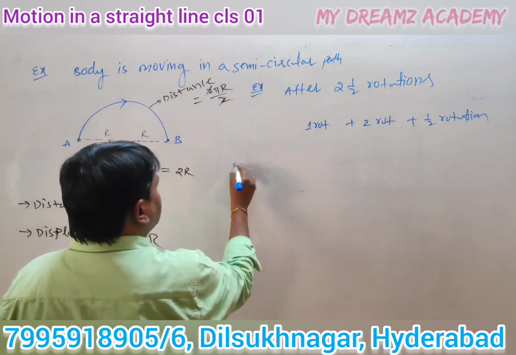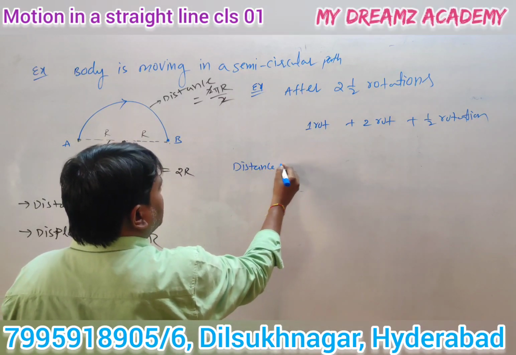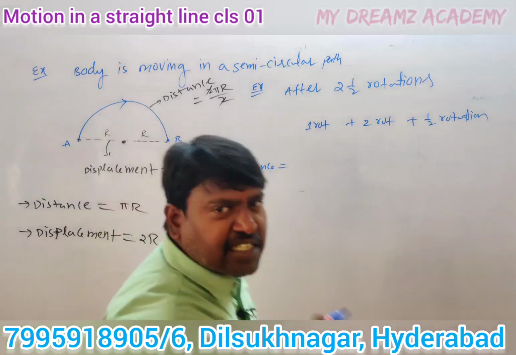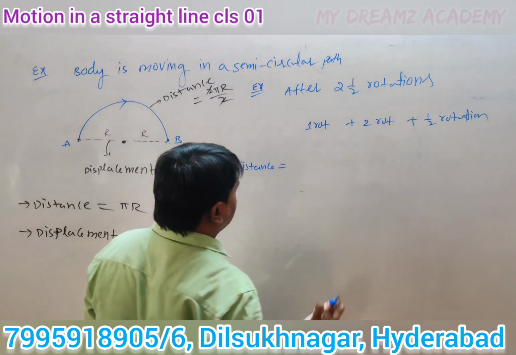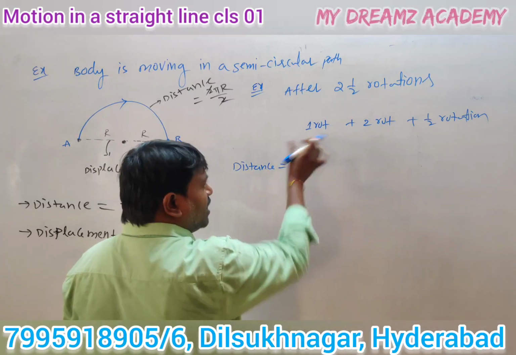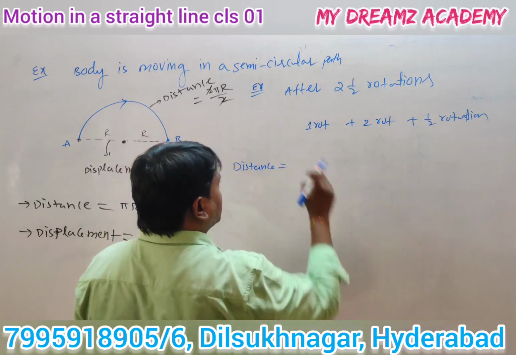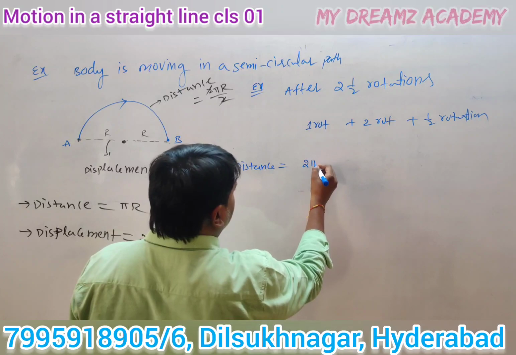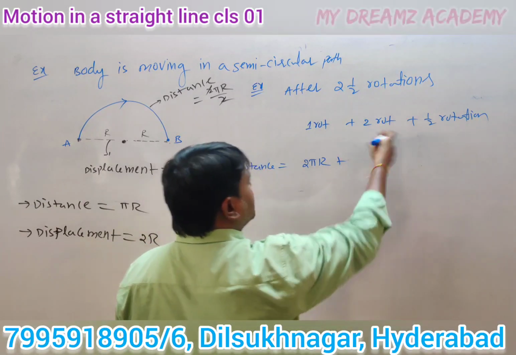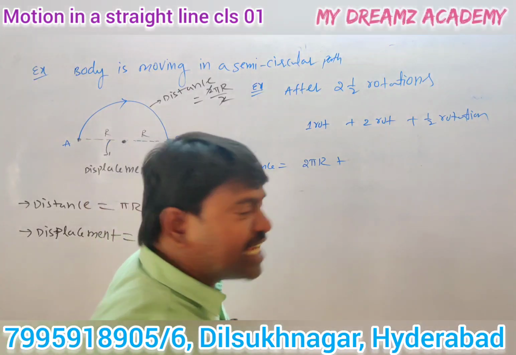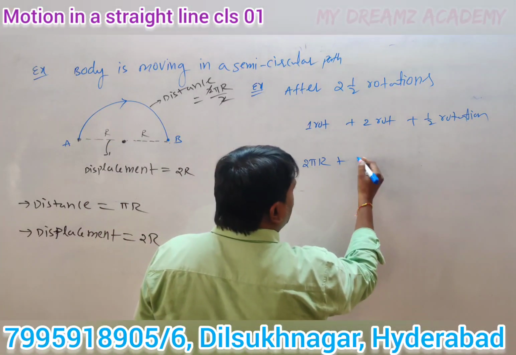Now in this case, what is the distance? After one complete rotation, what is the distance covered by the body? We have already discussed this in the previous example: after one complete rotation, the distance covered by the body is 2 pi r. After the second rotation, again one complete rotation, what is the distance covered by the body? That is also 2 pi r.